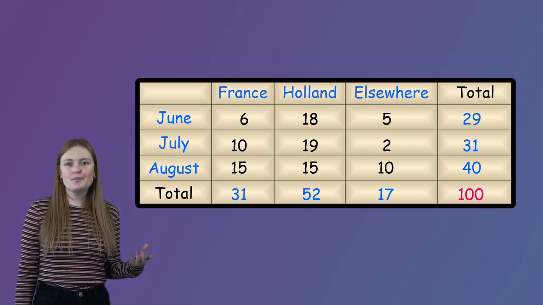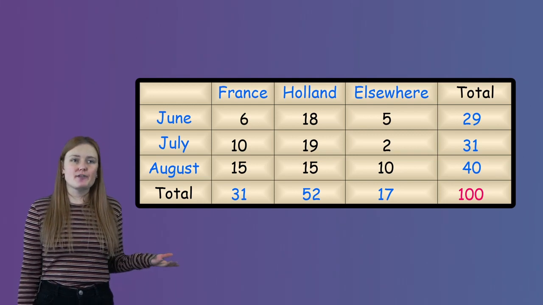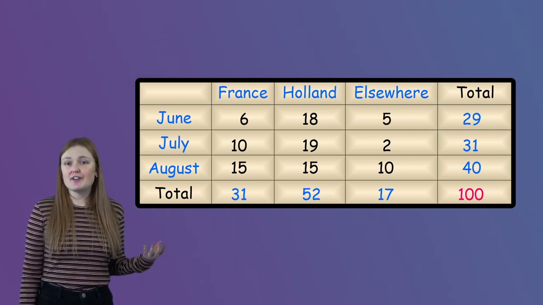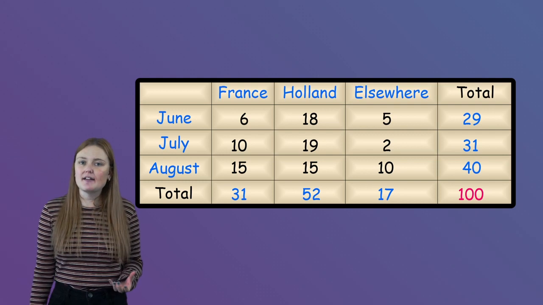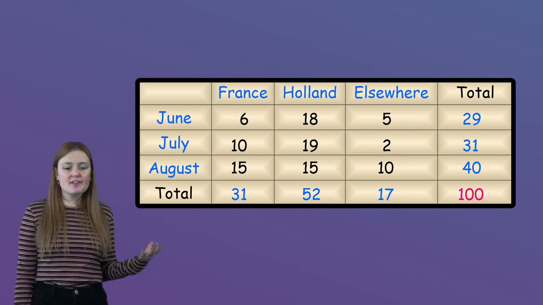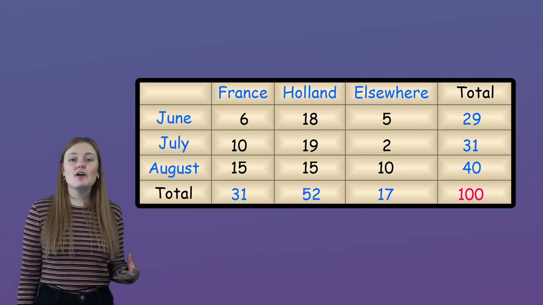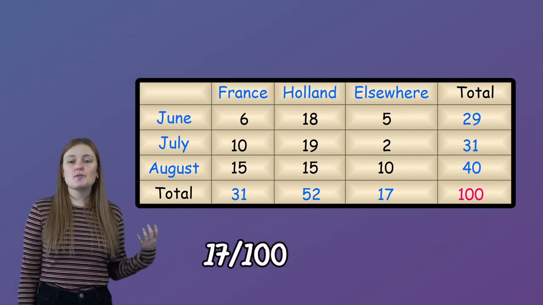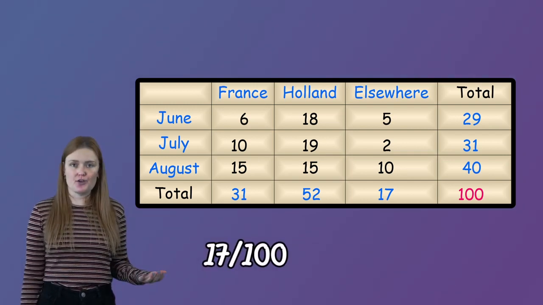Another example, what's the probability that we picked someone at random and they did not visit either France or Holland? So that means they went elsewhere. So how many people went elsewhere? 17, out of a total of 100. So the probability would be 17 over 100.